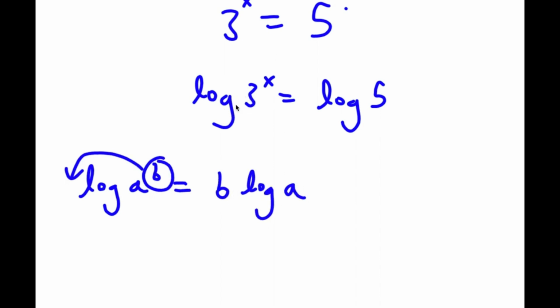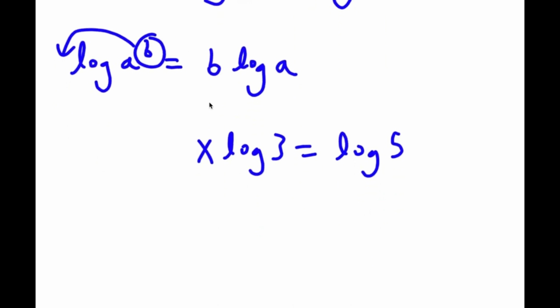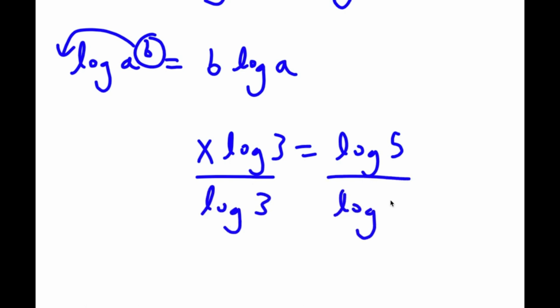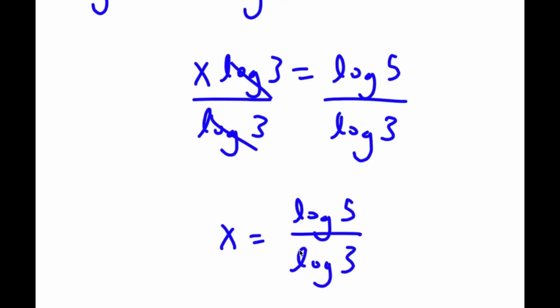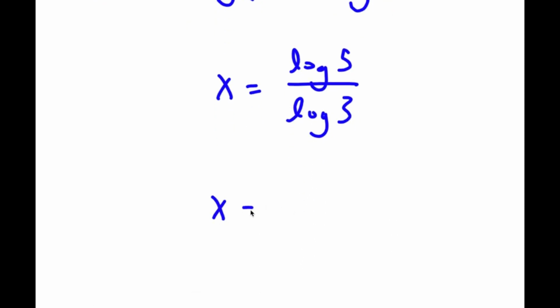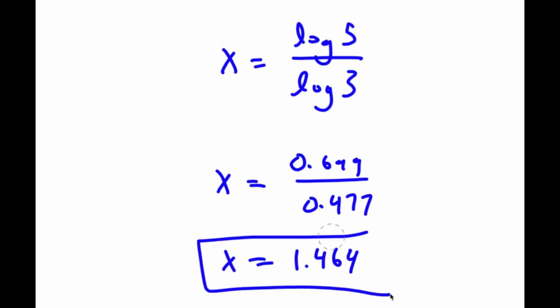So in this case, I have log of 3 to the power of x, and I can actually move x to the front. So this can equal x times log 3, which is equal to log 5. Now, I'm going to go ahead and divide both sides by log 3. So then these two cancel out, and now I'm left with x is equal to log 5 over log 3. Now log 5, that's equal to 0.699. Log 3, that's equal to 0.477. So if you divide these two, you get 1.464. So this is my answer.